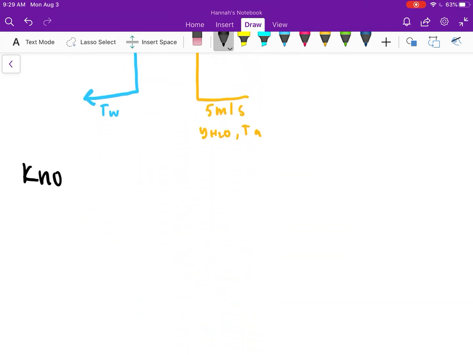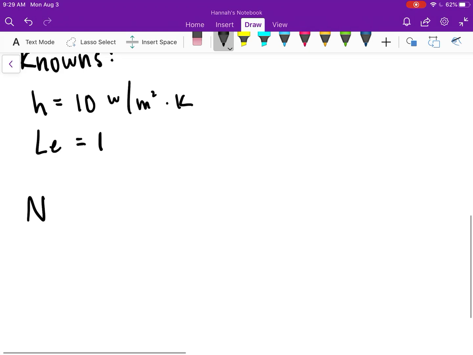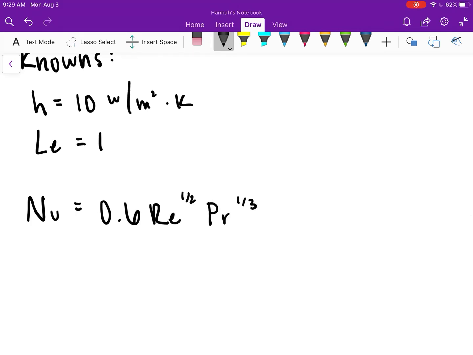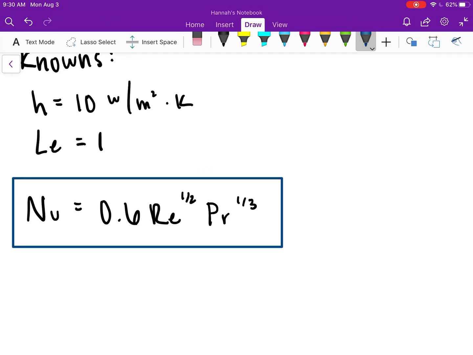Some knowns that we have given in the problem are the heat transfer coefficient, which is equal to 10 watts per meters squared times Kelvin, and the Lewis number is 1. We also know the equation for Nusselt number, which is equal to 0.6 Reynolds number to the 1/2 times the Prandtl number to the 1/3. And that's our big key equation for this problem.